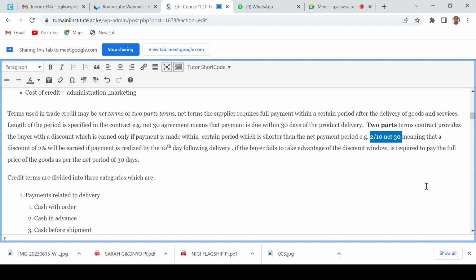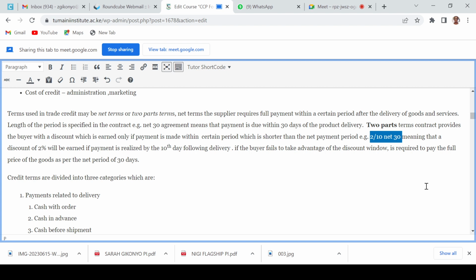We can have it as 2/10 net 30, meaning that if you pay within 10 days after delivery, we will give you a 2% discount. I want you to hold this well and raise your hand and ask me until we understand. It means you will be given a 2% discount if payment is made by the 10th day following delivery, or else it will be paid in full after 30 days.